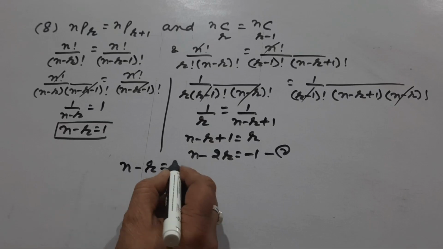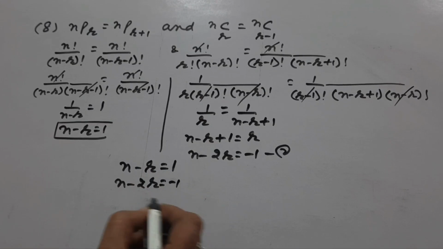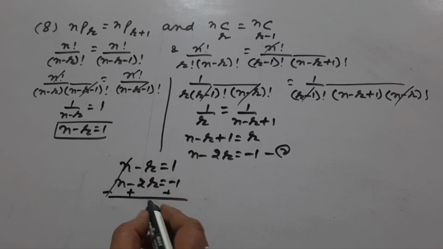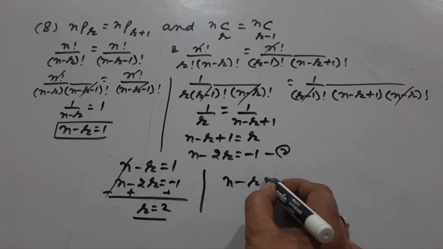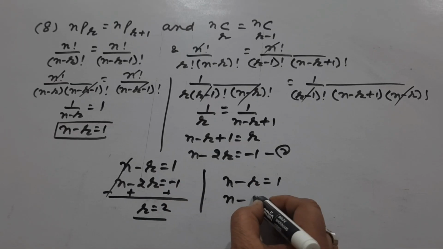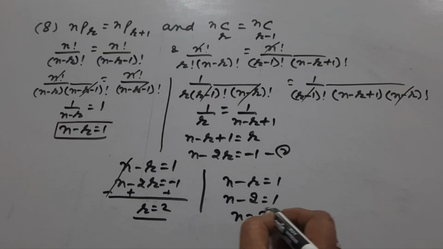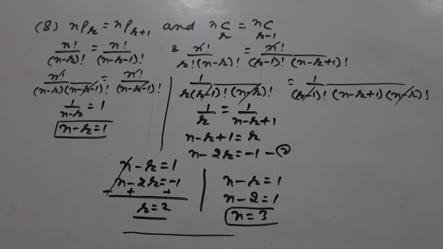n minus r equal to 1, n minus 2r equal to minus 1. Now solving it, we get r equal to 2. Now n minus r equal to 1, n minus 2 equal to 1, we get n equal to 3. So r equal to 2 and n equal to 3.